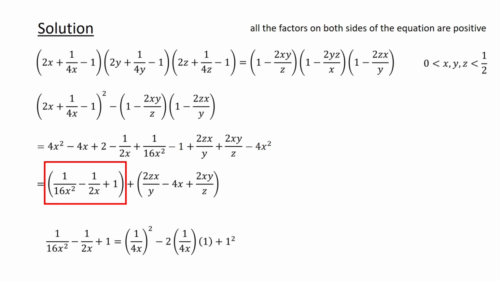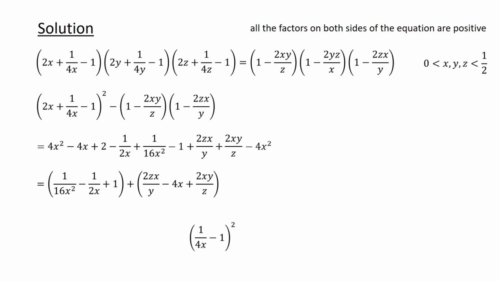Writing it as 1 over 4x whole square minus 2 times 1 over 4x times 1 plus 1 square. We make use of the identity a squared minus 2ab plus b squared equals a minus b whole square, with a equals 1 over 4x and b equals 1 to obtain 1 over 4x minus 1 whole square.